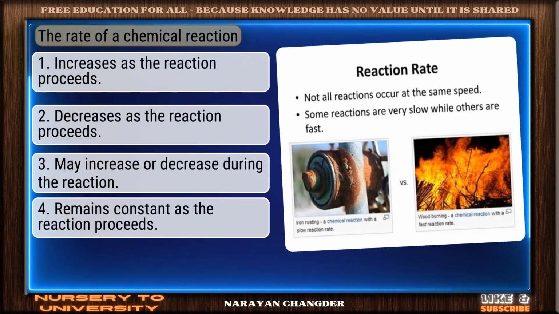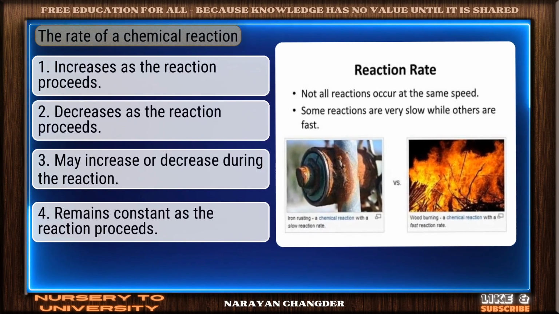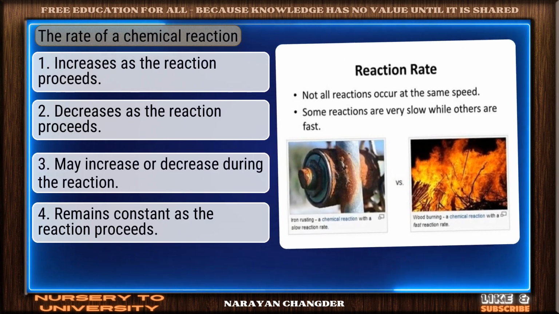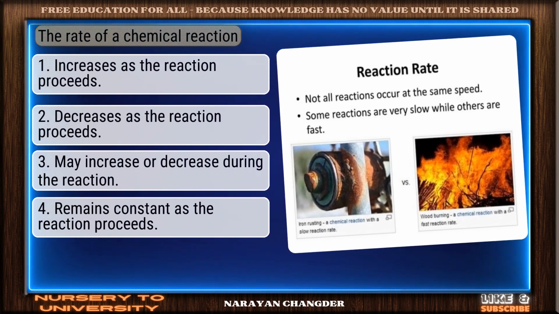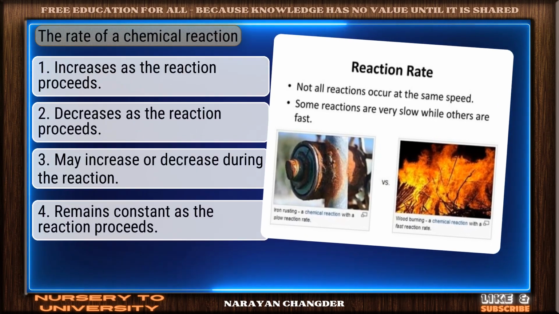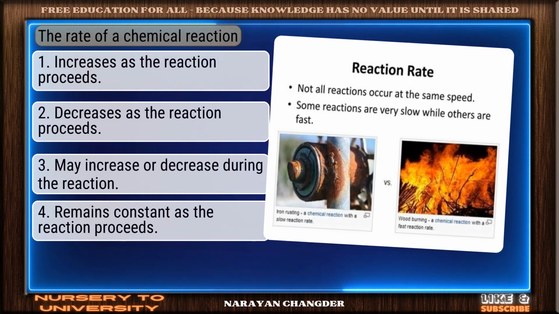The rate of a chemical reaction: Option 1, increases as the reaction proceeds. Option 2, decreases as the reaction proceeds. Option 3, may increase or decrease during the reaction. Option 4, remains constant as the reaction proceeds.